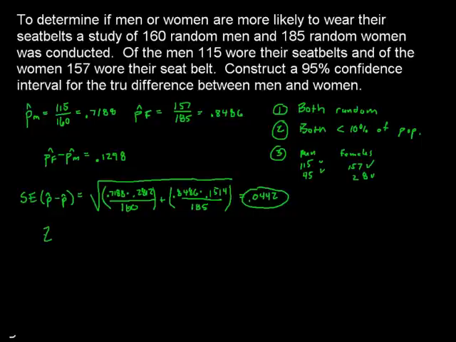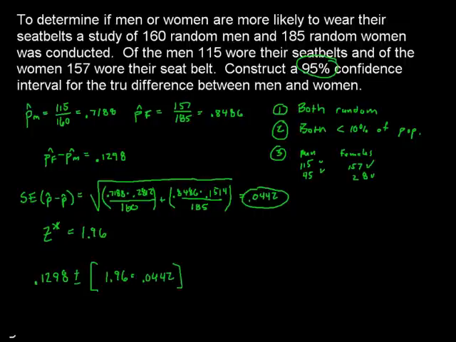So the other thing I need is z star, and with proportions you always use z, and z star here would be 1.96 for 95% confidence, and that's just one of those you kind of have memorized. And here we go. So here was the difference we saw, and I'm going to add and subtract my margin of error, which would be 1.96 times 0.0442, and that margin of error is 0.0866. So again, 0.1298 plus or minus 0.0866.